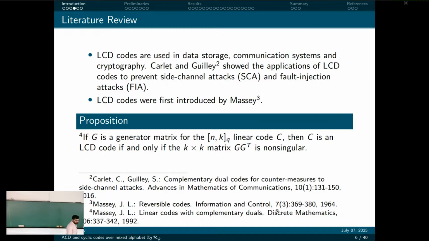LCD codes are widely used in data storage, communication systems, and cryptography. Carlet and Guilley in 2016 showed the application of LCD codes to prevent side channel attacks and fault injection attacks. LCD codes were first introduced by Massey in 1964, and later in 1992 he gave a characterization for LCD codes over finite fields. If C is a linear code over Fq and G is a generator matrix, then C is LCD if and only if G G transpose is invertible.